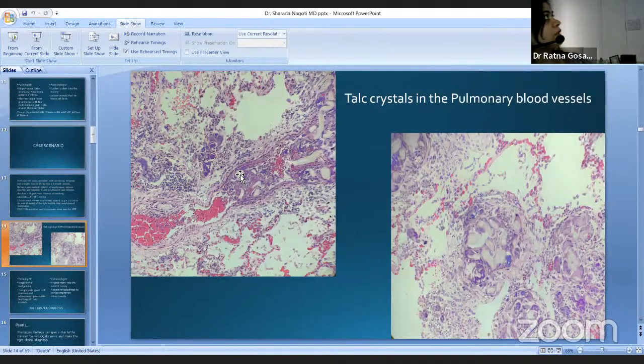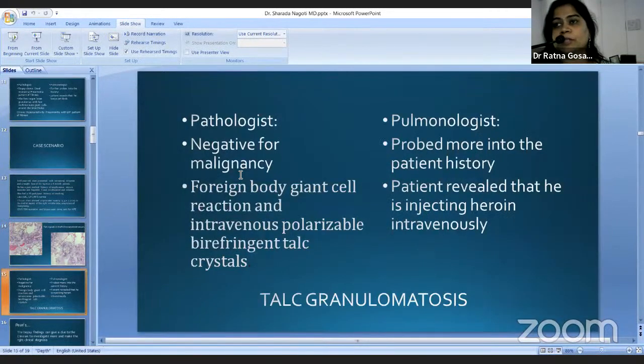And what are all these things which are present? These are all the blood vessels. And in these blood vessels, we find these polarizable crystals. The same here under polarized light. These crystals which we are finding here are polarizable crystals, and these are nothing but talc crystals in the pulmonary blood vessels. So the pathologist says to the pulmonologist, it's negative for malignancy, but I could find a few intravenous polarizable birefringent talc crystals with a foreign body giant cell reaction around.